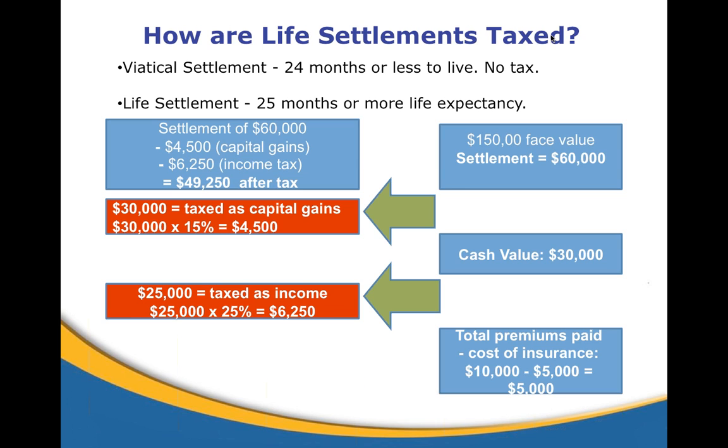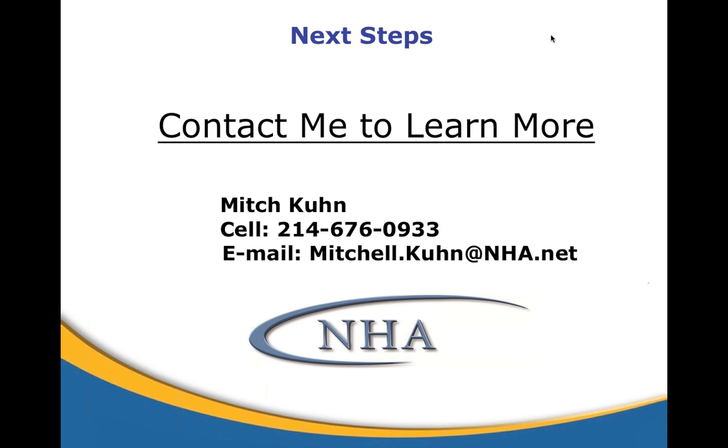So you take your $60,000 settlement minus your $4,500 in capital gains minus $6,250 in income tax, and you end up with $49,250 after taxes. So you need to work with your tax professional on the specifics of your situation, but this is a general description of how the taxation works for life settlement transactions.